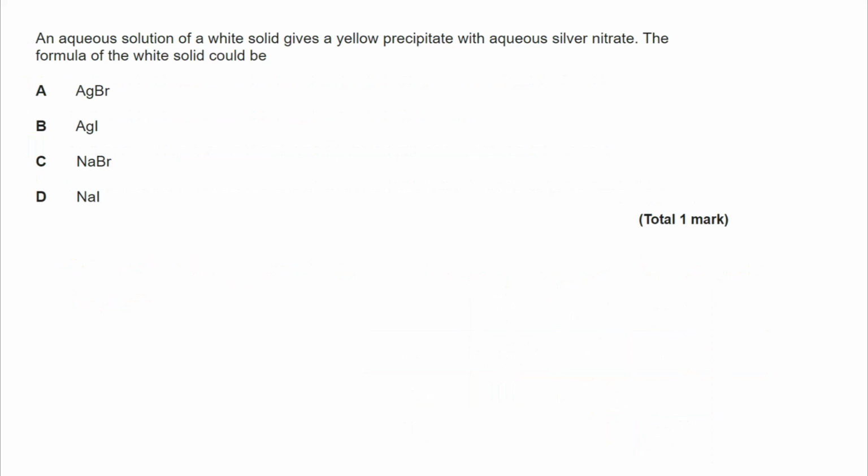So, an aqueous solution of a white solid gives a yellow precipitate with aqueous silver nitrate. Yellow should immediately take us to I, iodide. So we're down to AgI or NaI. What's important then is to consider the formula of the white solid. Now, if we know that the silver halide is what gives the white, the cream, or the yellow precipitate for chloride, bromide and iodide respectively, then we're starting with the NaI. So the correct answer is D. Next question.